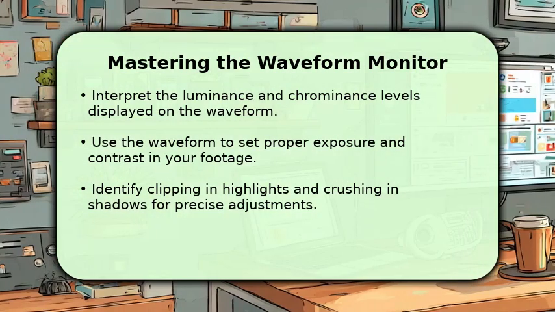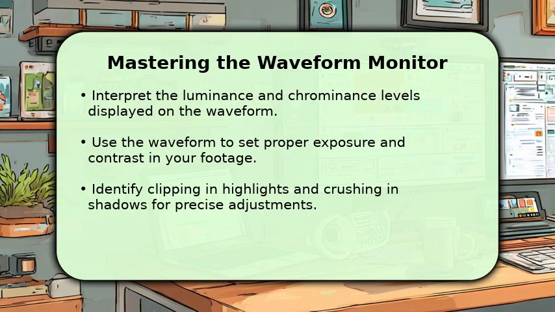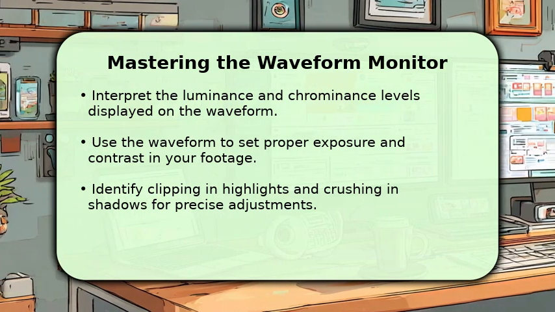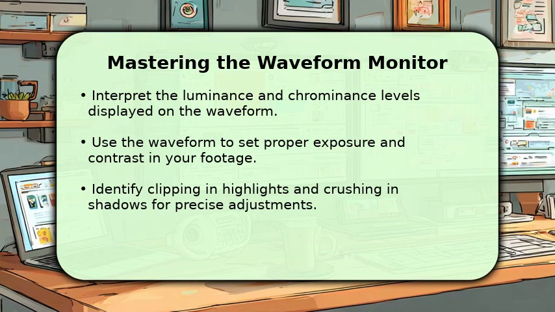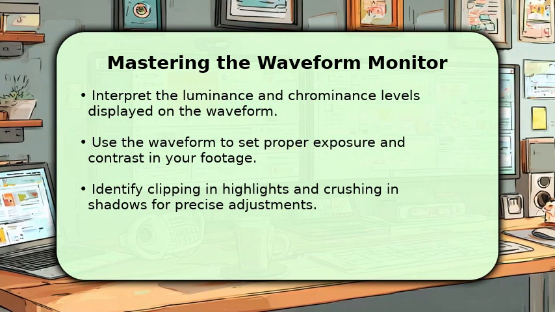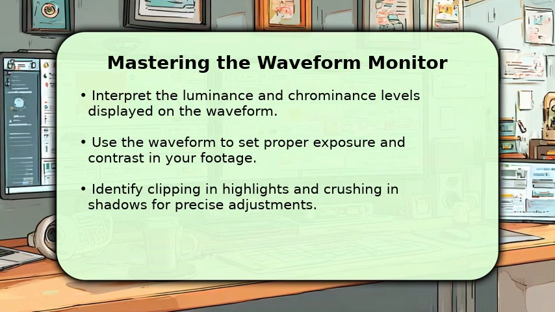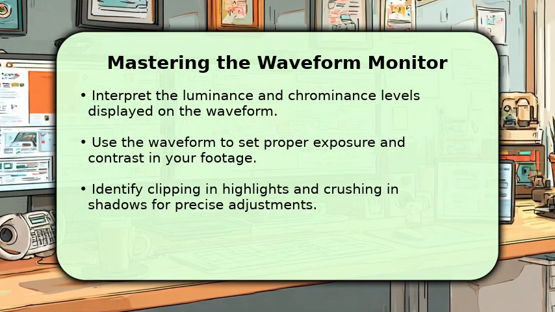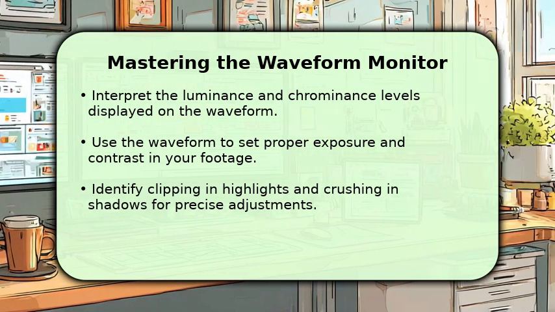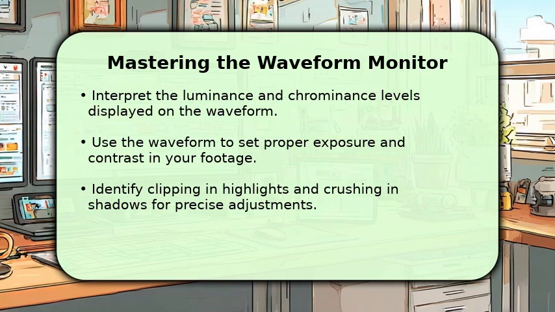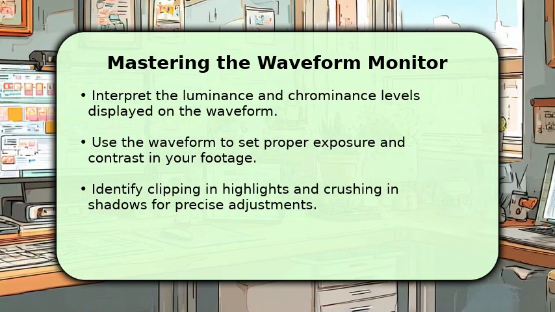The waveform monitor is your primary tool for evaluating exposure. It displays the luminance or brightness of your image from left to right, corresponding to your video frame. The vertical axis represents brightness, with 0 being pure black and 1023 being pure white for a 10-bit signal. Use it to ensure your blacks aren't crushed and your whites aren't clipped, meaning they retain detail. Aim for a balanced distribution, avoiding values that hit the very top or bottom lines unless artistically intended.